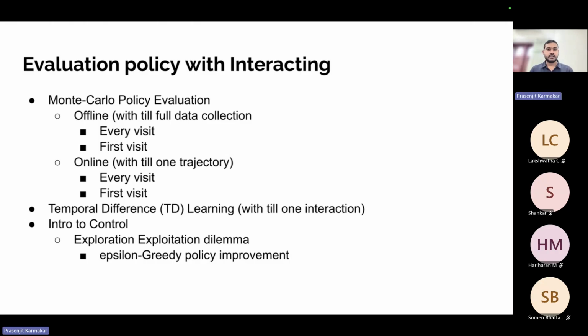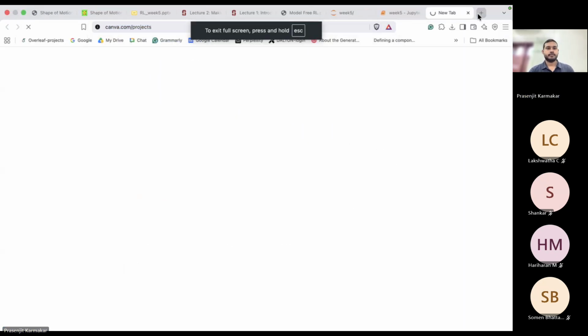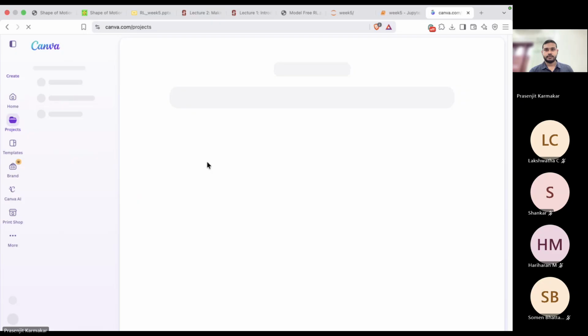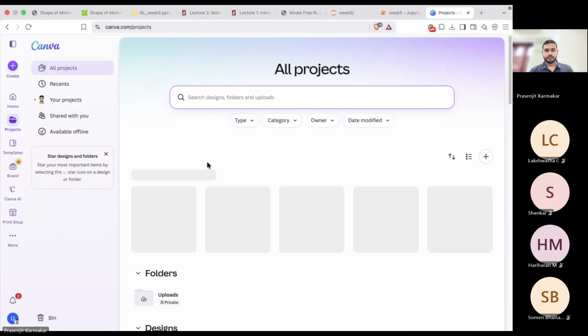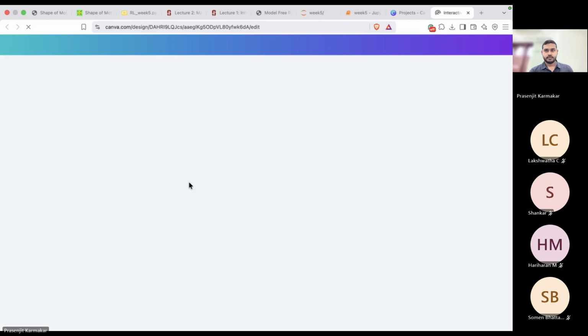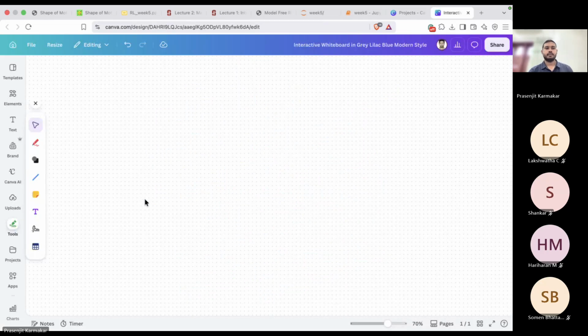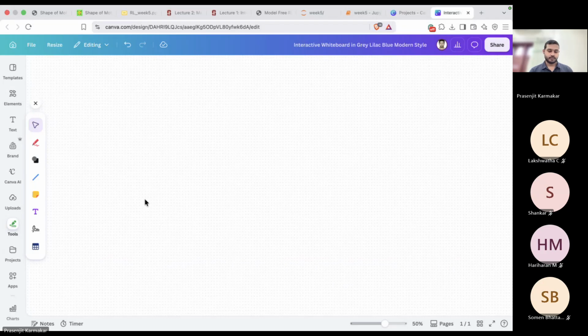Okay, my graphics pad is connected. Okay, so let me open up the Canva.